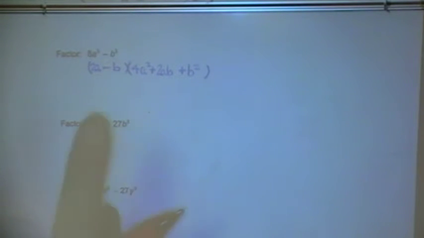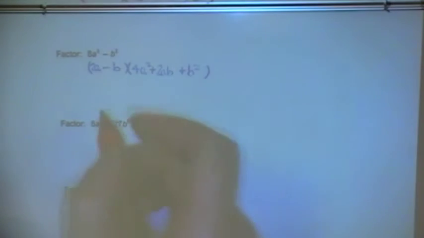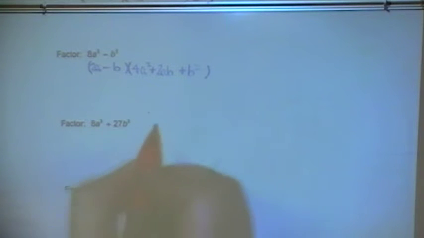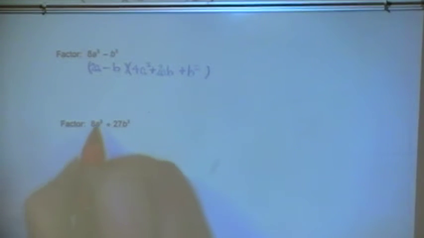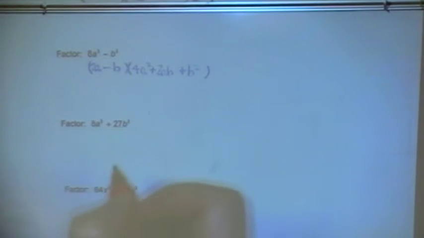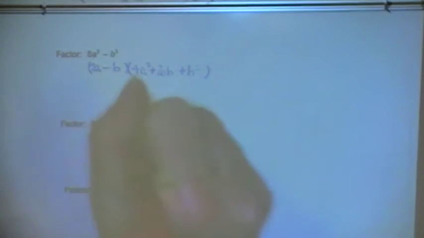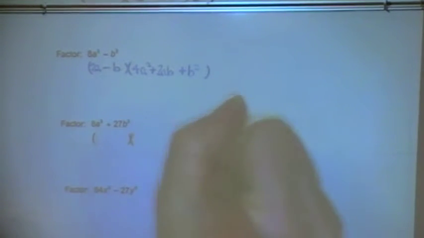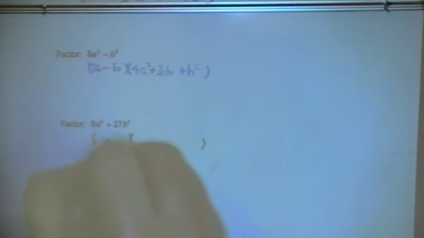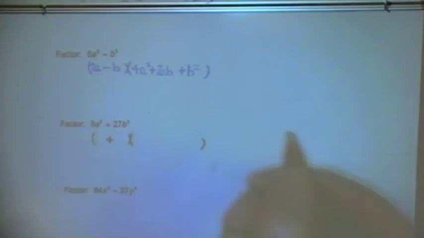Okay, first you ask yourself, is there a GCF? There is not. Is it a difference? It is not, it's a sum, but these are perfect cubes. So this is going to be a sum of 2 perfect cubes. So I'm going to follow my pattern, 1 small set of parentheses, 1 large set. The sign for the small set comes from the original problem, so it's going to be a plus this time.